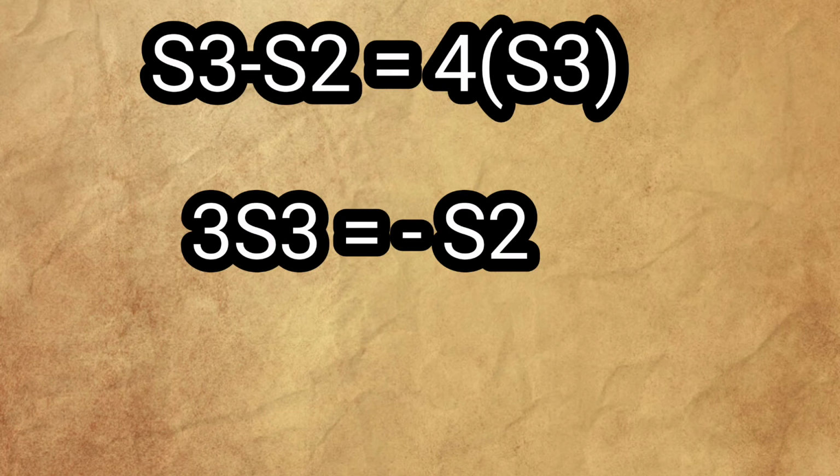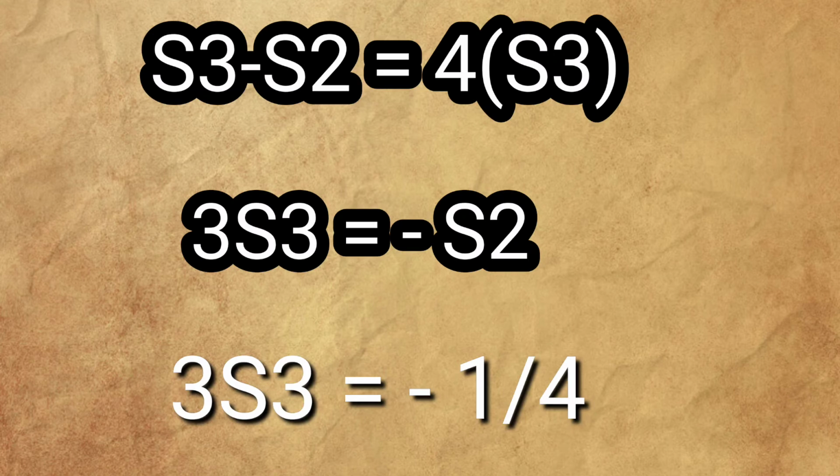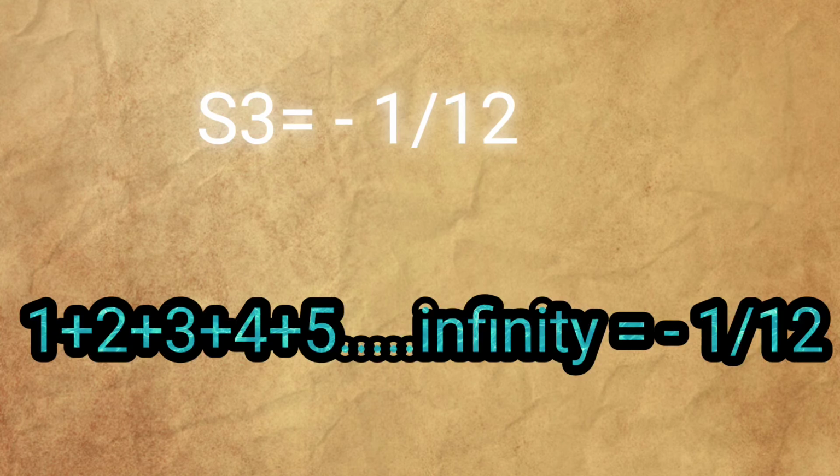So basically S3 minus S2 is nothing but 4S3, so 3S3 is minus S2, and 3S3 is minus 1 upon 4. Now if we try to find only S3 instead of 3S3, what we find is very interesting. When we simplify from 3S3 to S3, we get negative 1 upon 12. So S3 is nothing but 1 plus 2 plus 3 plus 4 like that, the sum of all natural numbers to infinity. So basically the sum of all natural numbers till infinity is equal to negative 1 upon 12, and this is nothing but Ramanujan's infinite series.